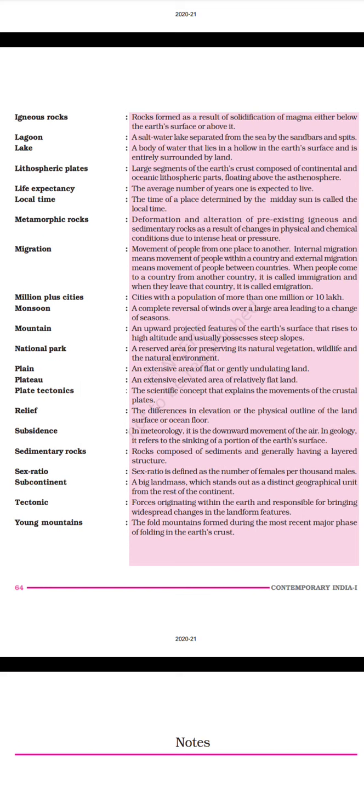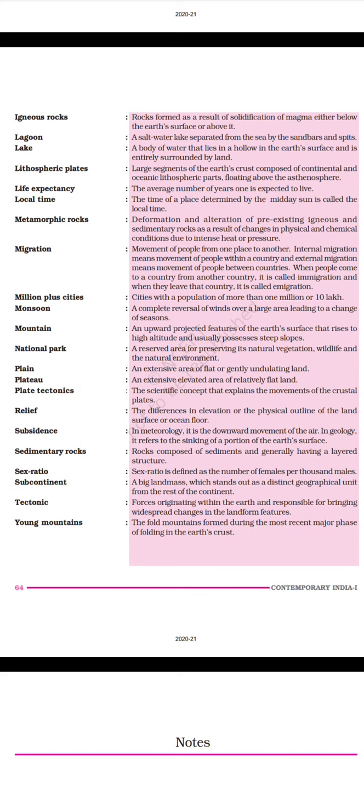Metamorphic rocks. Deformation and alteration of pre-existing igneous and sedimentary rocks as a result of changes in physical and chemical conditions due to intense heat or pressure. Migration. Movement of people from one place to another. Internal migration means movement of people within a country, and external migration means movement of people between countries. When people come to a country from another country, it is called immigration, and when they leave that country, it is called emigration.